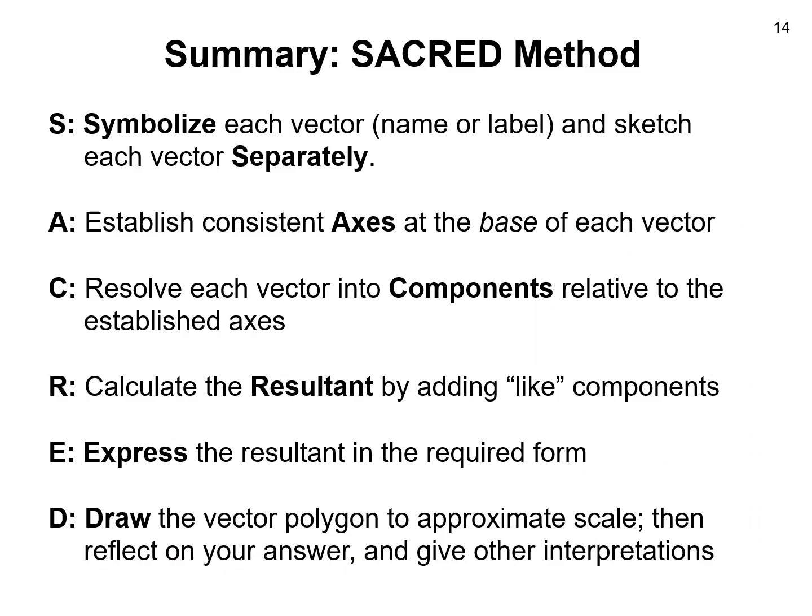It's a memory device of the step-by-step process that we took. S, symbolize each vector and draw each vector separately. A, establish consistent axes at the base of each vector. C, resolve each vector into components relative to the established axes. R, calculate the resultant by adding the like components, meaning the i plus the i and the j plus the j. E, express the resultant in the required form. And finally, D, draw the vector polygon to approximate scale and then reflect on your answer and give any other interpretations.